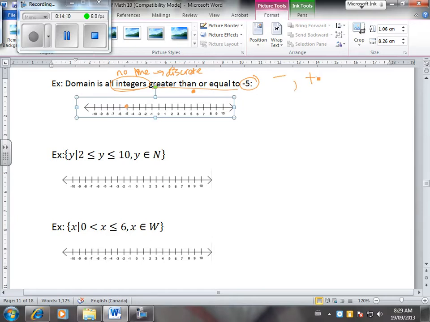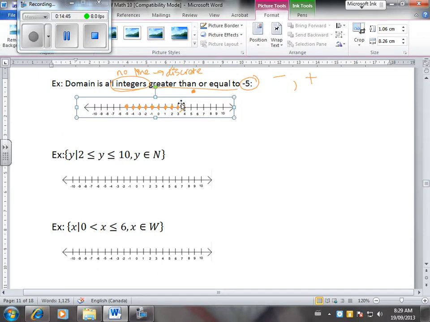So I can start at -5, but then I have to put, instead of a line, because a line would say it's continuous, and that's not true, I have to put little dots all the way up. And this is all integers, so at one point you can just put an arrow, okay? Because it will just keep going. Every integer that is above -5 will be included in this.